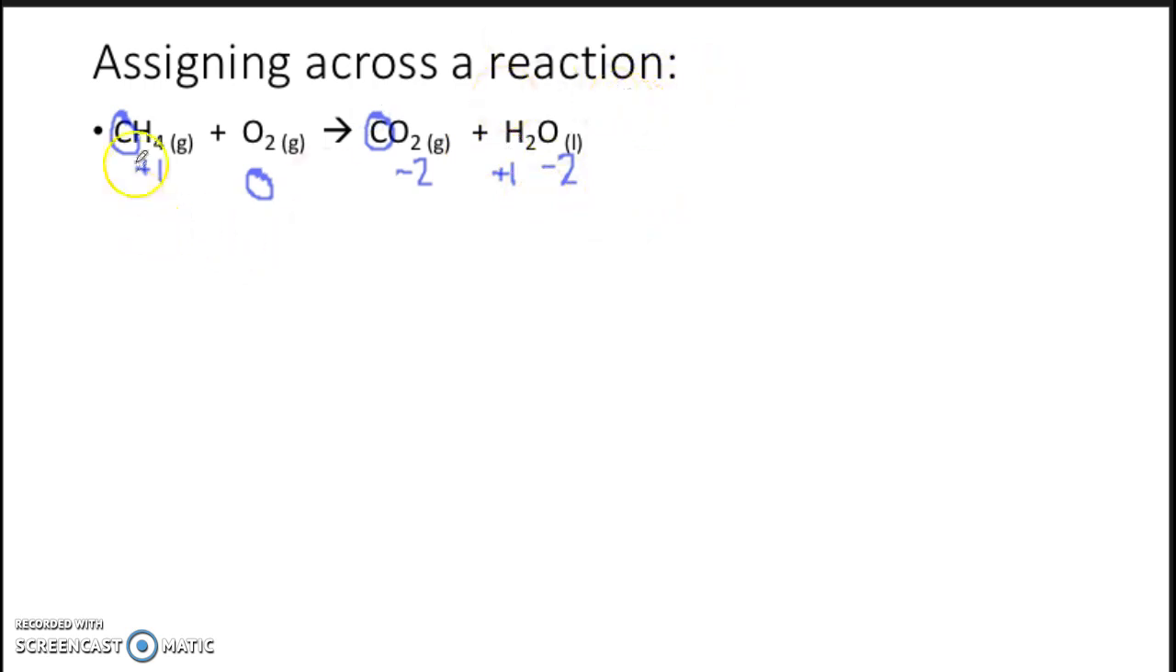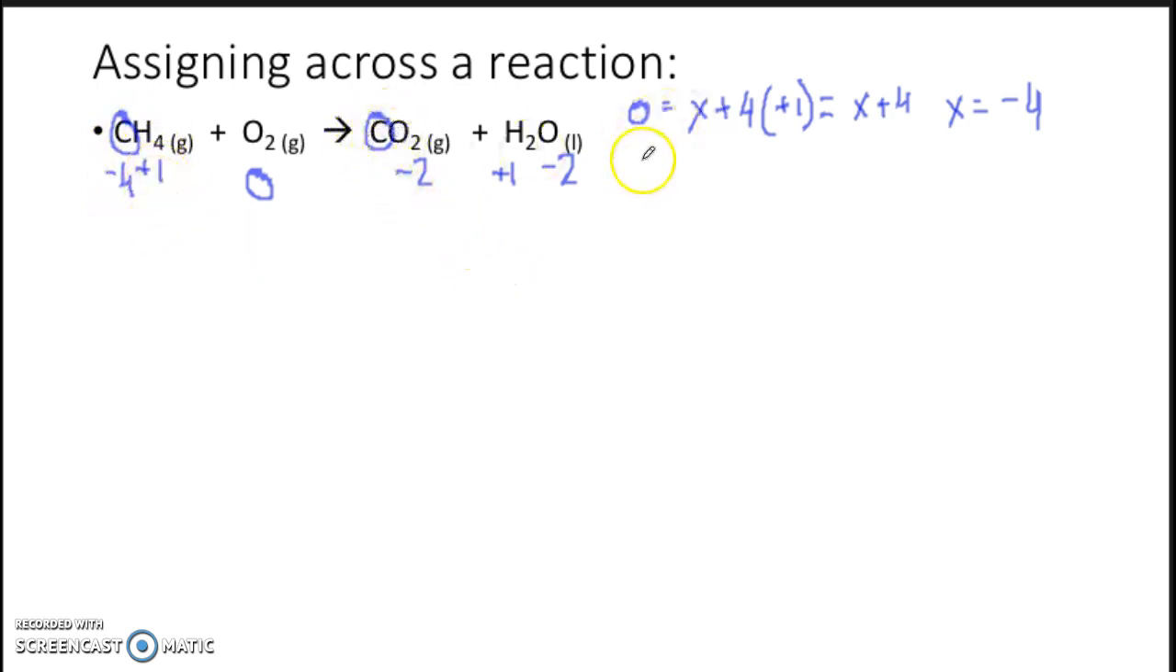So let's do the methane first. 0 equals X, the thing I don't know, plus I have 4 hydrogens, each with a charge of +1. So 0 equals X plus 4. So X must equal -4. So my oxidation number for carbon in the methane is -4. It makes sense that it's a minus because the hydrogen is positive.